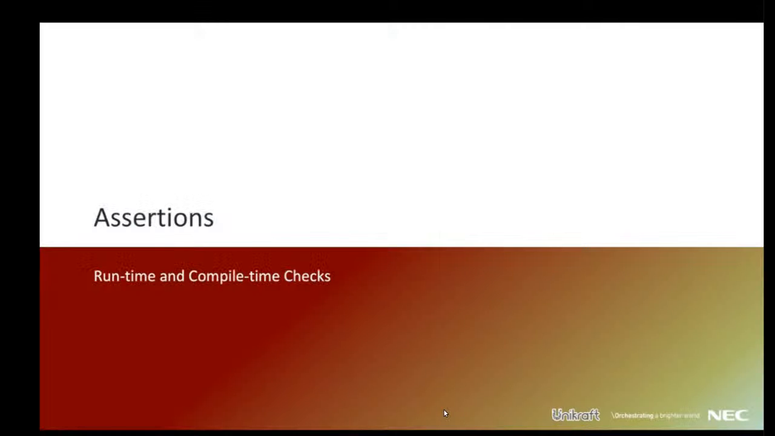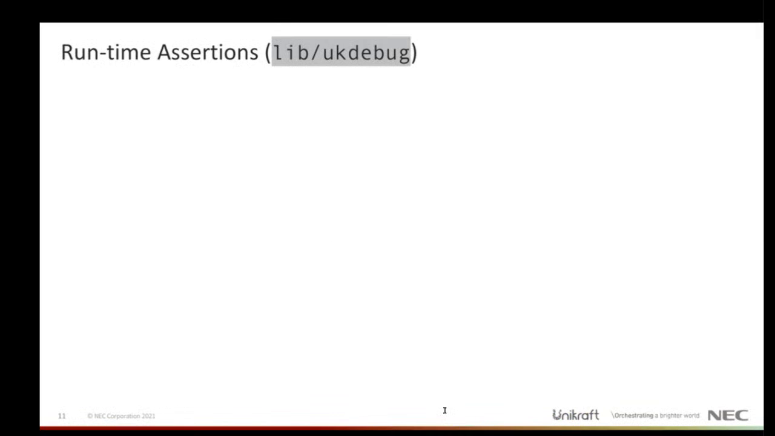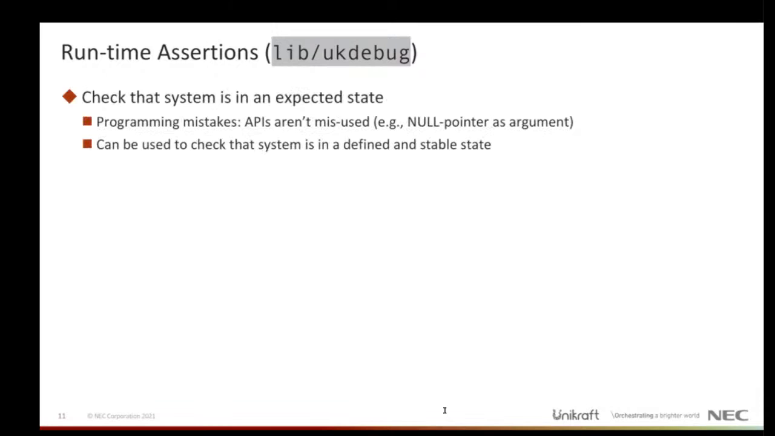Okay, let's go to the next topic, which are assertions. We also have 2 types of assertions. I think it's quite a common concept, so people that used assertions before should be quite familiar. We have the same thing in Unikraft, and we have 2 types: runtime assertions, which are executed at runtime, and compile time assertions, which are checked at compile time. So let's talk first about runtime assertions.